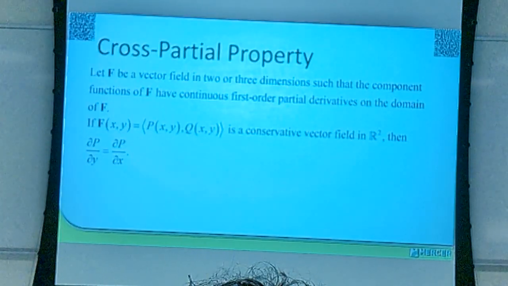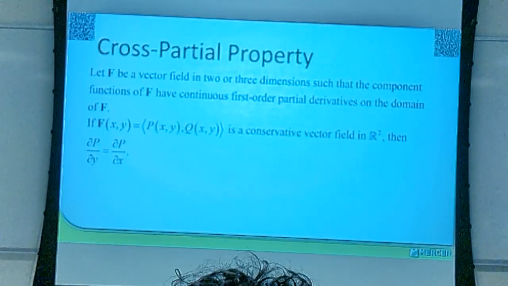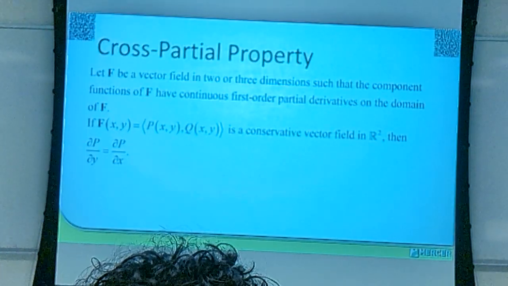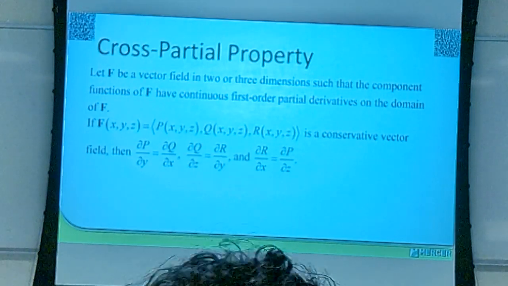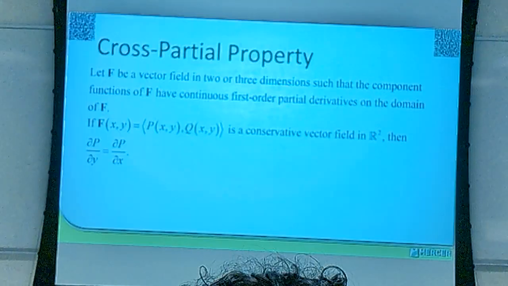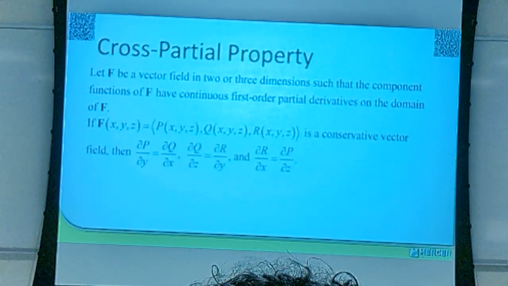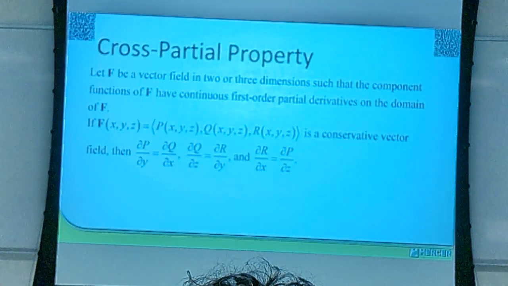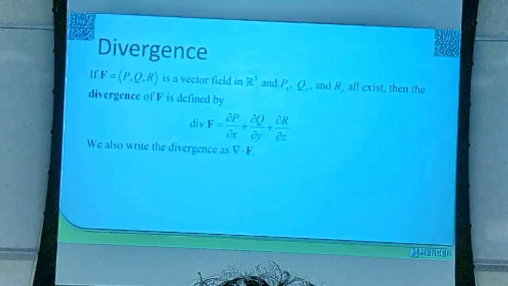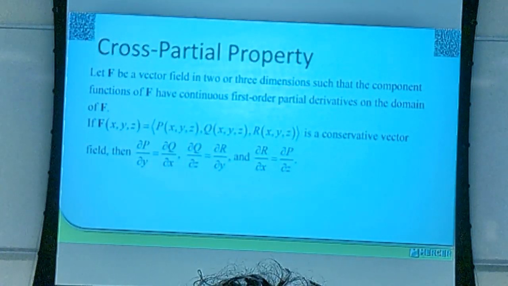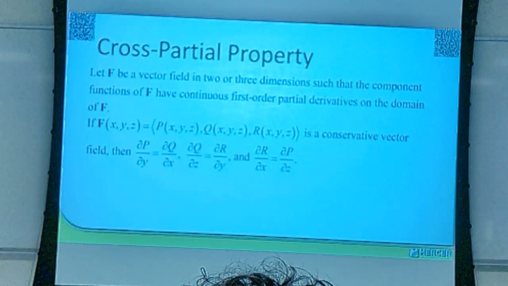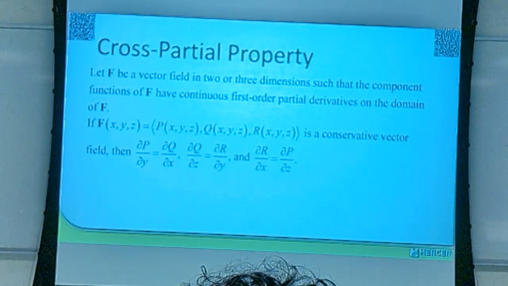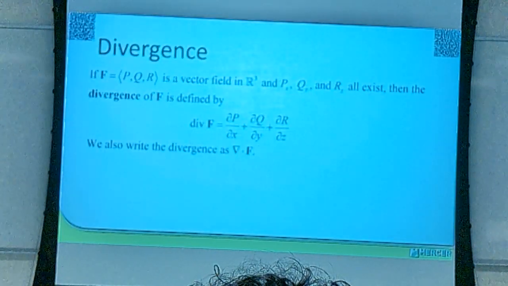You have the cross partial property, where a vector field is conservative if and only if its cross partials are equal. That would be the cross partial property for 2 variables, and this would be for 3 variables. This brings in 2 new operations: you have divergence, and you have curl.